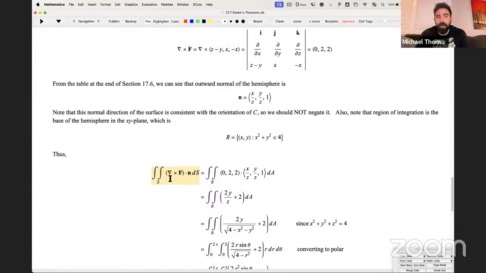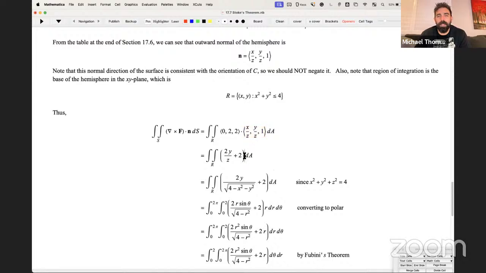All right, we'll just plug everything in. This is nabla cross F. There it is, right there. We computed that here. And then we'll dot that with N, and we'll be integrating over the region R. By the way, we're doing this explicitly, right? There's no u's and v's in here. When we take the dot product of those two things, we get this guy.